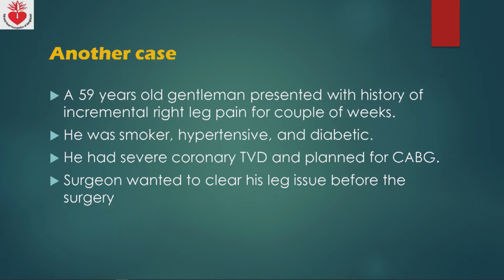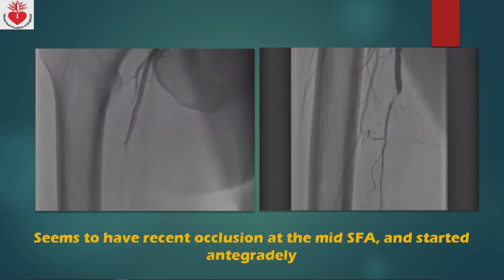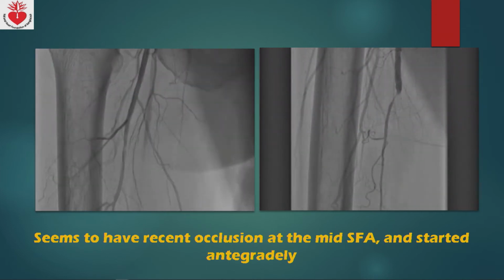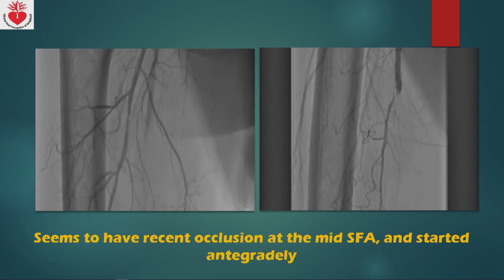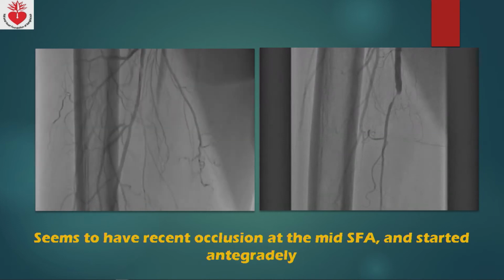The cardiac surgeon decided to do CABG, but after solving the issue with his leg, so he was referred to us and we found a total occlusion at the mid-level of the SFA. In this case, I started antegradely as adequate length is present in the proximal SFA.